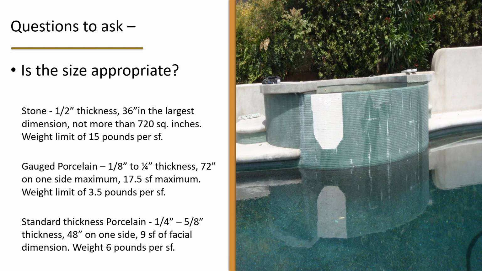Standard thickness porcelain tiles typically range from about 1/4 of an inch to 5/8 of an inch thickness. They have a maximum size of 48 inches on any one side, a total of 9 square feet of facial dimension, and a 6 pound per square foot weight limit for those. So depending upon the type of product being installed, we have dimensional sizes that we have to stay within.